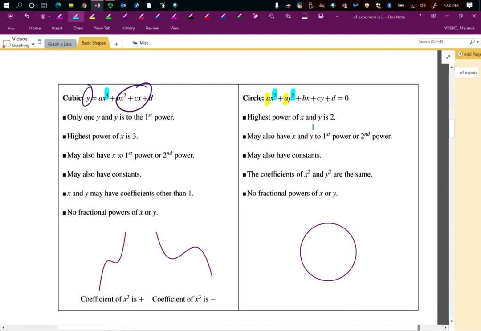First thing you check is the powers. Highest power of x and y is 2. You can also have some constants and some other stuff, but then you say, well, the coefficients of x squared and y squared are the same. No fractional powers. Okay? So let's do some examples.